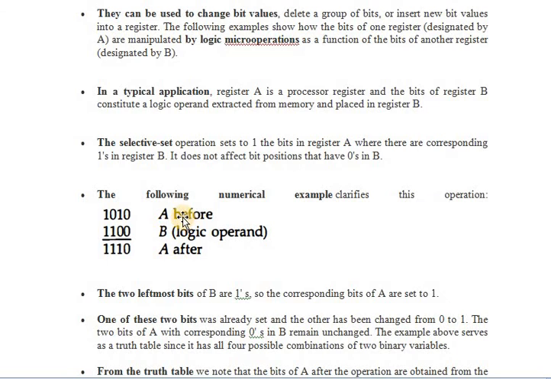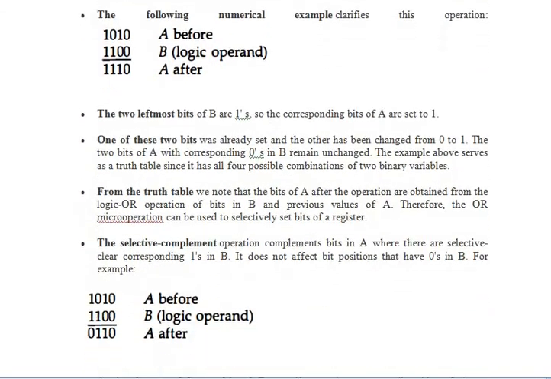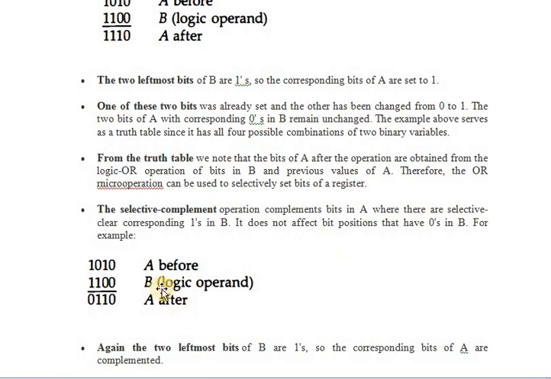So see here, A, and B is the logical operand. After A, see here, 1 1 1 0. Here we are performing the logical operand, that is AND. So see here, 0 0 0 1 0 1 0 1 0. So A before becomes A after. Likewise, we are performing these 4 things. See here, this is the logical operand.